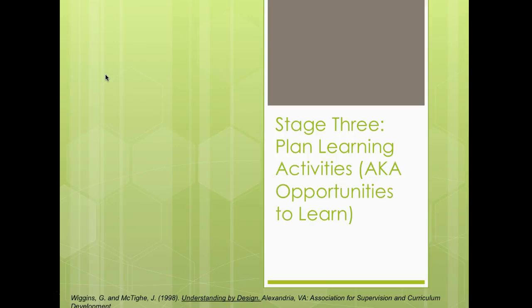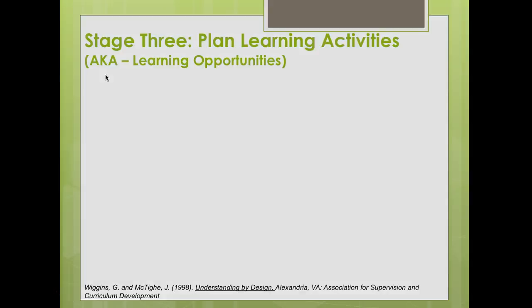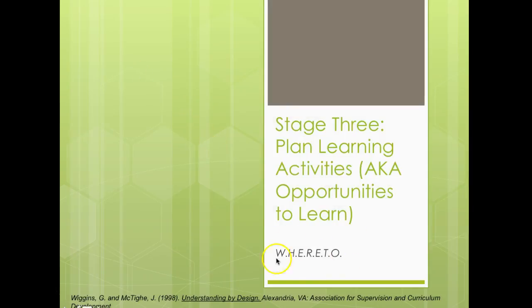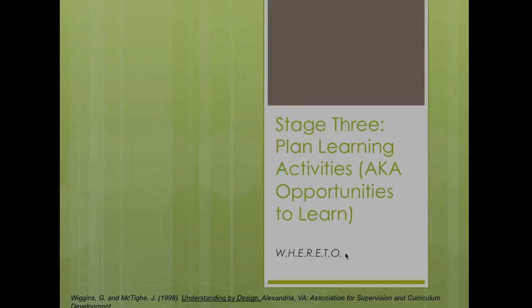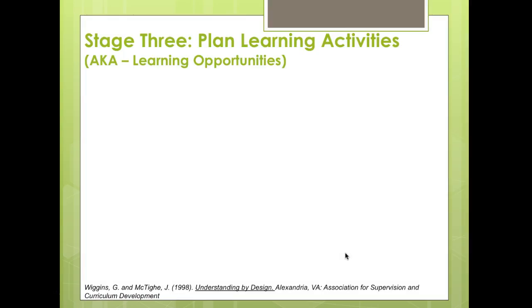What Wiggins and McTighe developed was a format or framework for looking at the quality of how you're creating your learning activities or your opportunities to learn in your lesson plans. And it's called Where To. You can see here, Where To, and it's an acronym for self-evaluating your work.